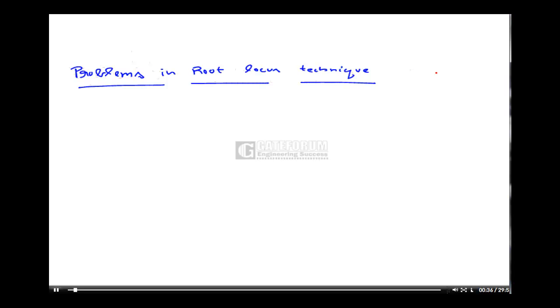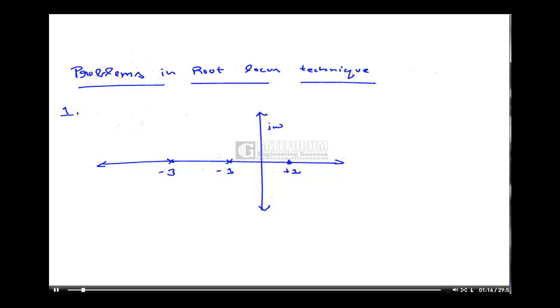Okay, now the first problem in this is, if the location of poles as well as zeros is given in the plane, we have to decide the root locus. Zero here, one pole here, another pole at -3. So all poles and zeros are lying on the j omega axis. There is no complex conjugate pole.